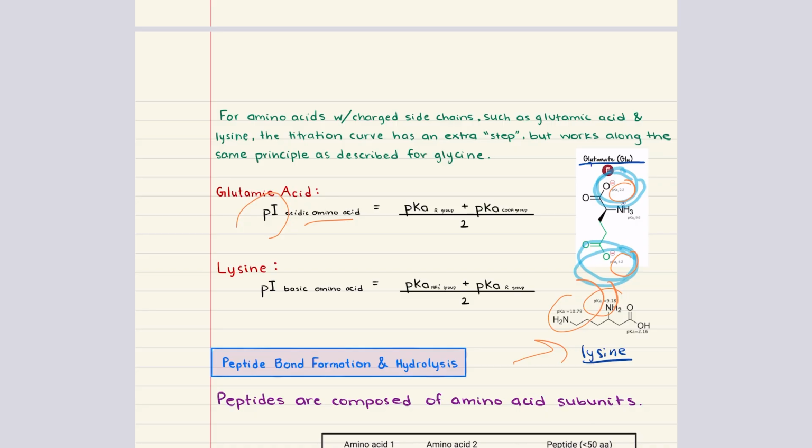So in summary, for amino acids without ionizable side chains, the pI is the average of the backbone pKa values. But for amino acids with ionizable side chains, the pI is calculated by averaging the 2 pKa values that flank the Zwitter ionic form.